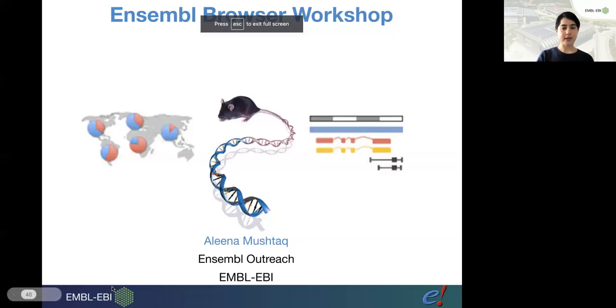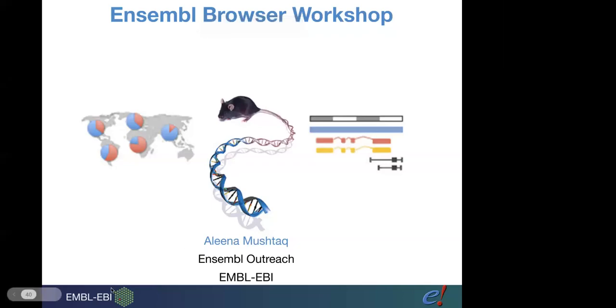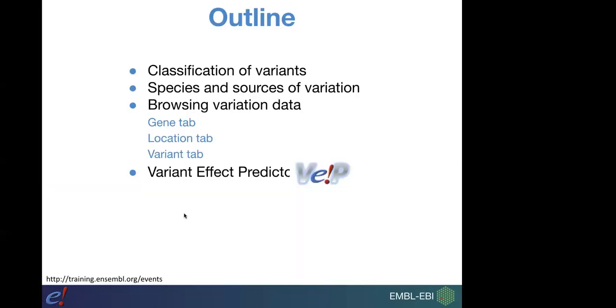So let's start with the variation workshop. We're now going to talk about the different types of variation data that there are and the different types of data that are associated with the variants in Ensembl. So we'll be focusing on how the different variants are classified. I'll talk about different species and the sources Ensembl draws variation data from. We'll explore the variation data through the Ensembl browser, which I'll do in the demonstration after the presentation. And then we will also look at VEP, which is a tool that allows you to find information about your own variants.